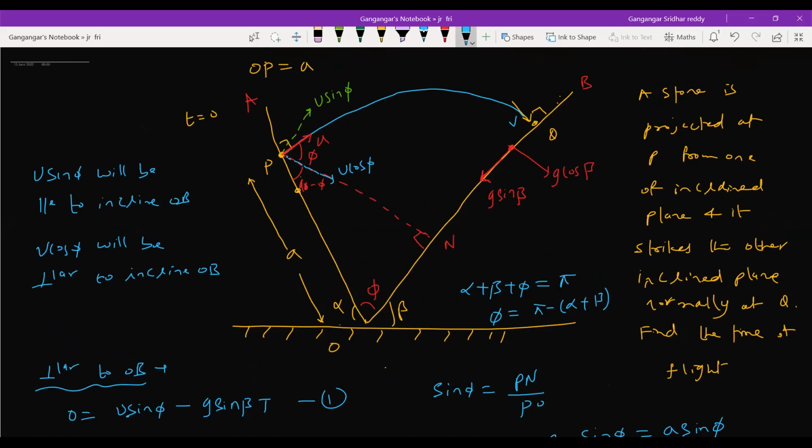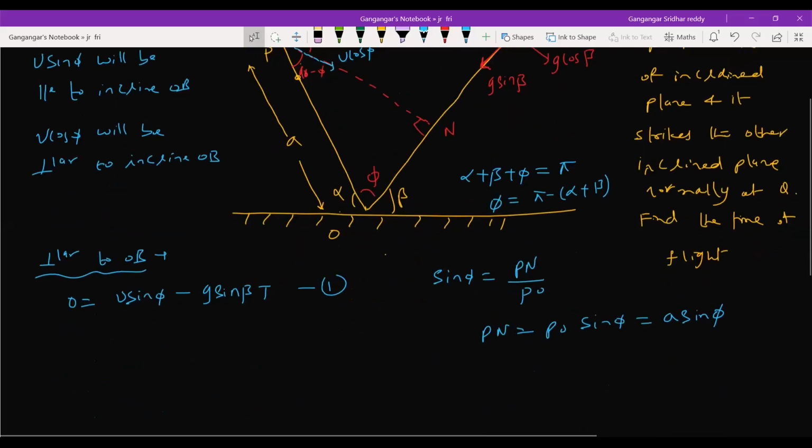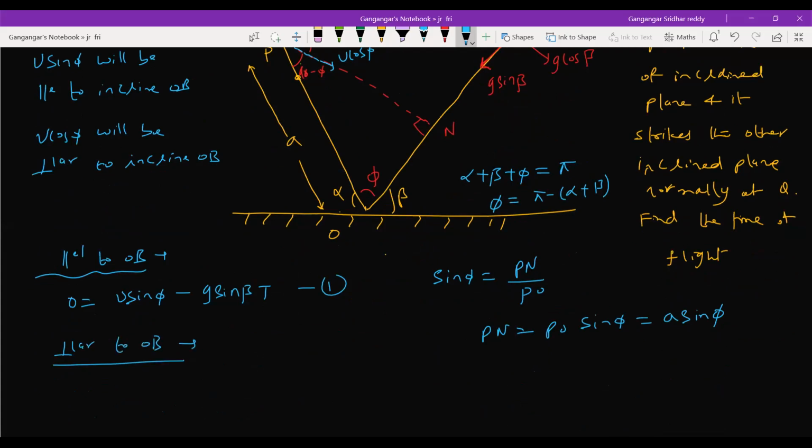So the displacement perpendicular to incline OB is equal to PN. And g cos beta will accelerate, and the initial velocity is U cos phi. So shall I write S equal to ut plus half at square? So perpendicular to, oh wait, this is parallel to OB. Next, perpendicular to OB, write one more equation. Distance PN is equal to U cos phi t plus g cos beta t square by 2.